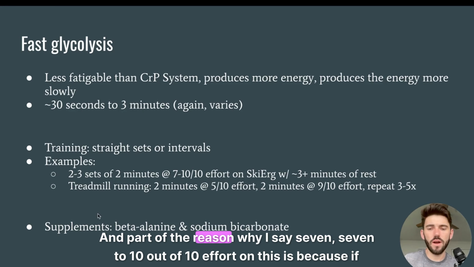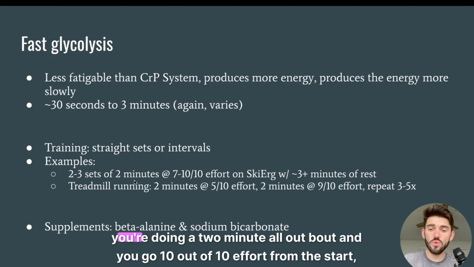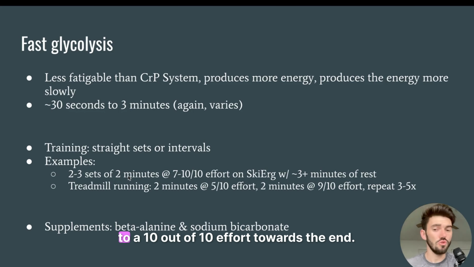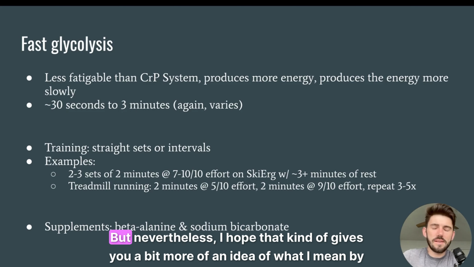Part of the reason why I say 7 to 10 out of 10 effort on this is because if you're doing a 2-minute all-out bout and you go 10 out of 10 effort from the start, you might burn out 30 seconds in. So typically it's best practice to start at more like 7 out of 10 effort and progress to a 10 out of 10 effort towards the end. But nevertheless, I hope that gives you a bit more of an idea of what I mean by that.